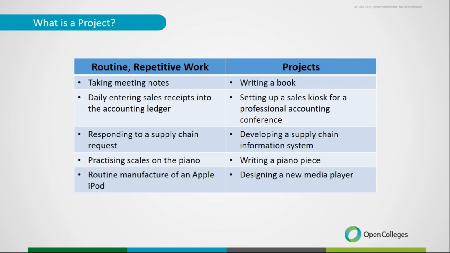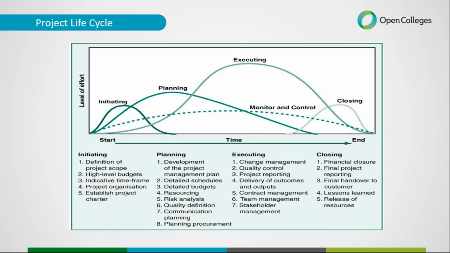So just a couple of examples. If you're taking meeting notes or any administration work within an office, that's just daily administration work. However, writing a book would be a project. If you're the routine manufacturer of, say, an Apple iPod, that would just be an operational day-to-day task. So that wouldn't be considered a project, but if you were to design a new media player for launch, then that would be a project. So it's important to understand what a project is. It's got a set start and a set end, and that is the project life cycle.